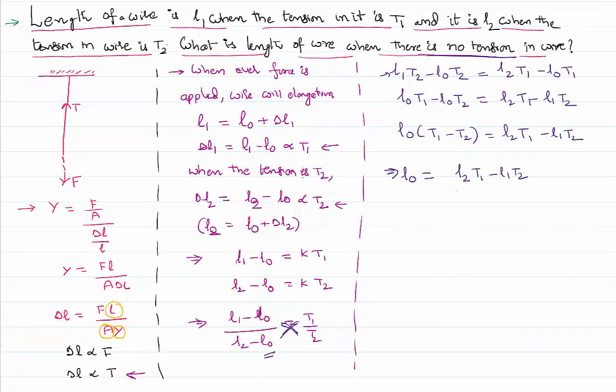It can also be written as L1 T2 minus L2 T1 by T2 minus T1. Both of them are the same. Thus, we can find the original length of the wire when there is no tension acting on the wire. All this depends on the basic definition of Young's modulus, that Young's modulus is the ratio of longitudinal stress to longitudinal strain.